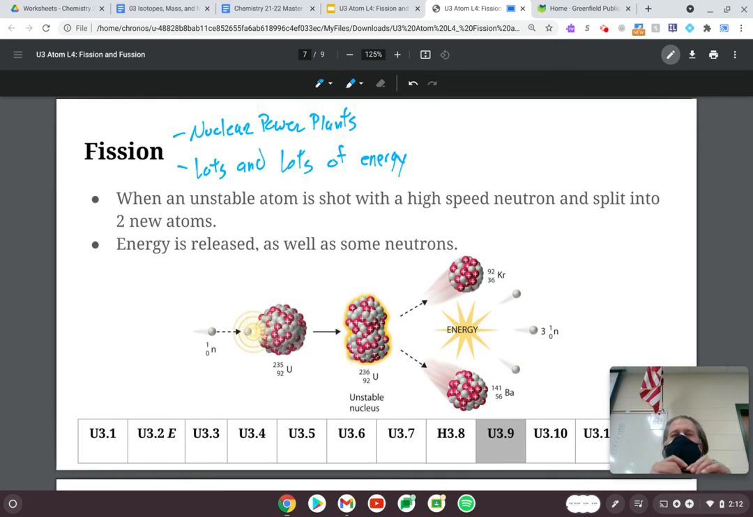I believe one of the atomic bombs that was used during World War II had something like 64 kilograms or so of uranium in it. So that's why it produced so much energy.